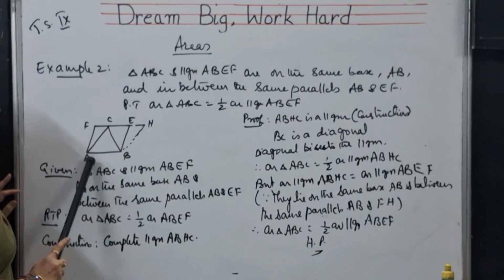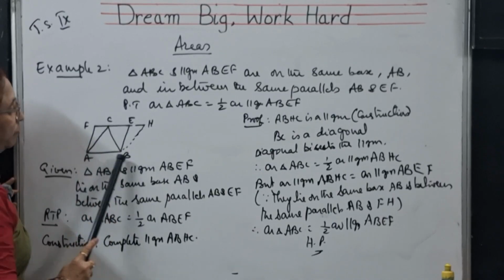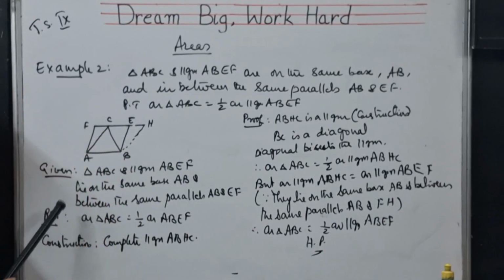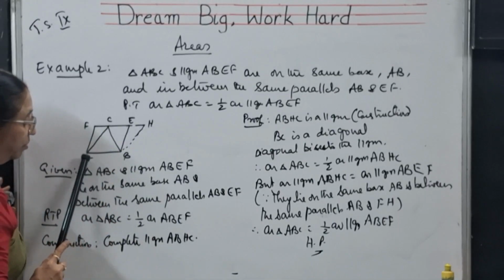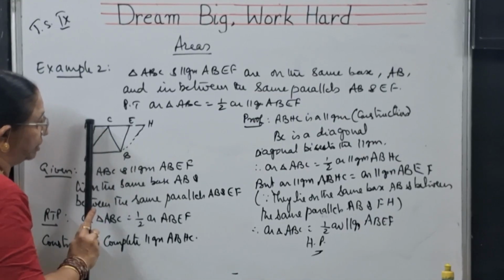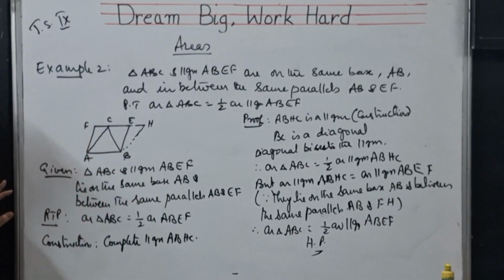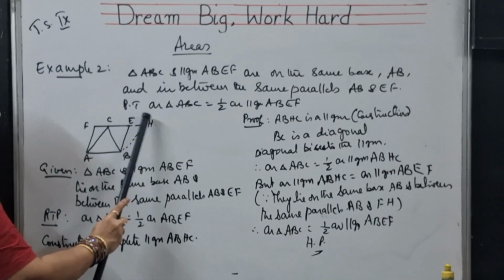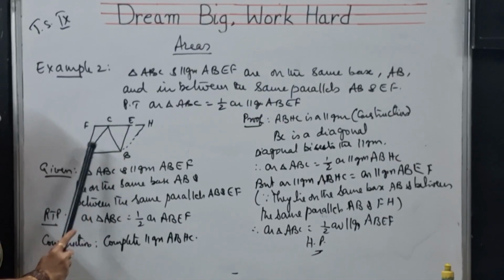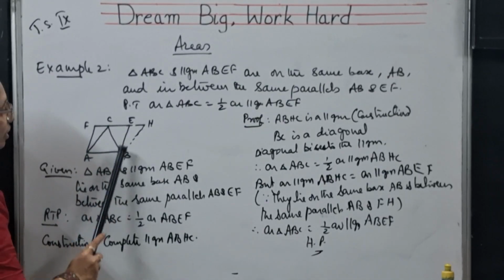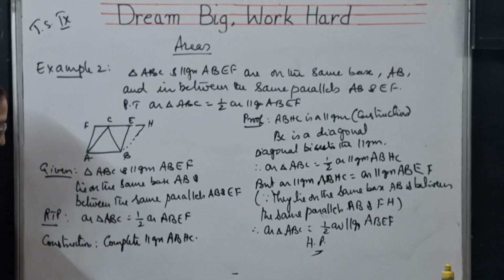But area of ABHC will be equal to area of ABEF. Why? Because these two parallelograms are lying on the same base and in between the same parallels. So instead of ABHC, I am taking area of triangle ABC is half area of parallelogram ABEF. This is the proof, children, important one. Please note it down.